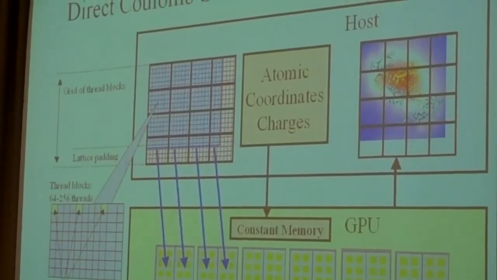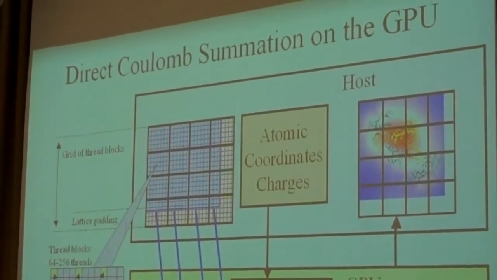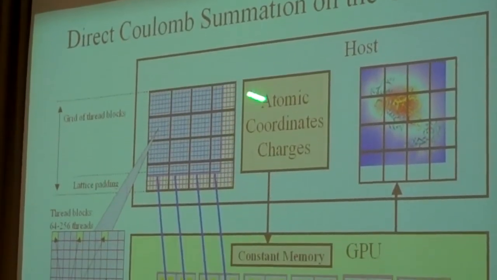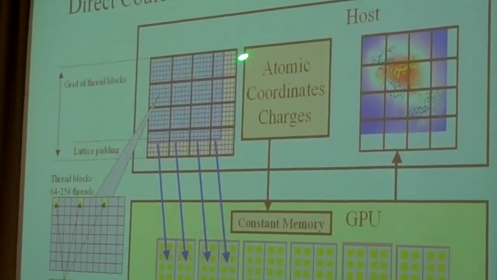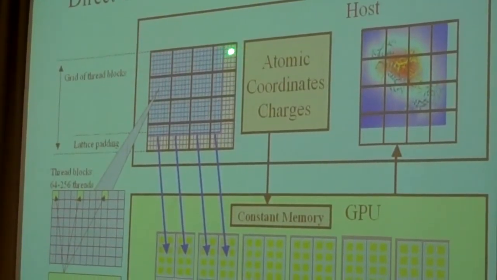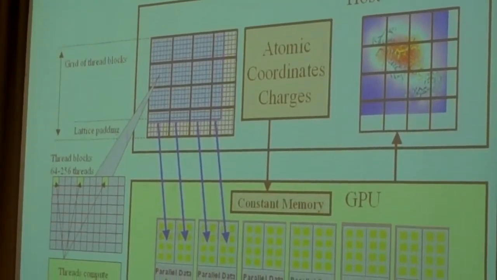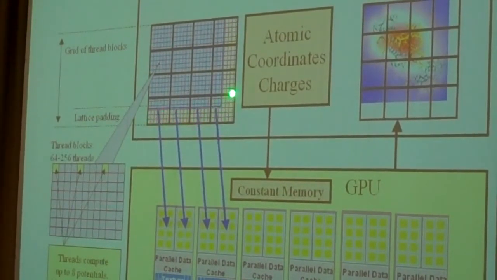So let's see. The schematic view of this calculation looks like this. We begin with an empty grid of potentials, and you'll see that it's basically padded out so that the array in memory, a multi-dimensional array, is padded in both x and y in such a way that it is an even multiple of the thread block size.